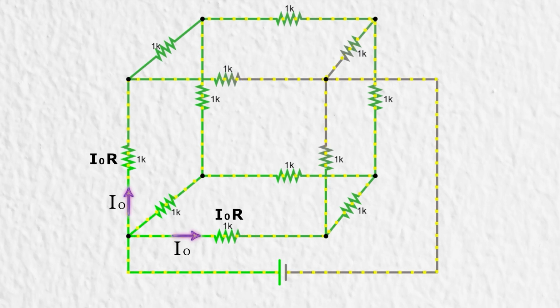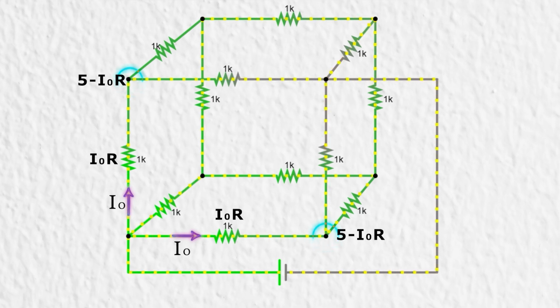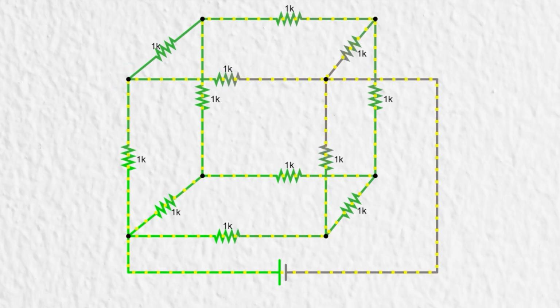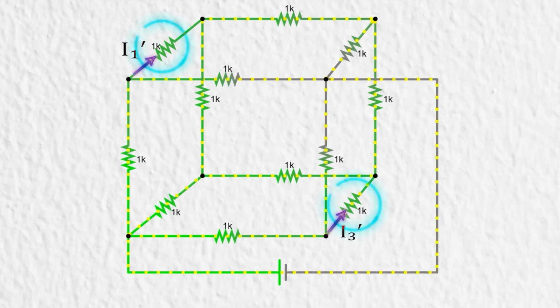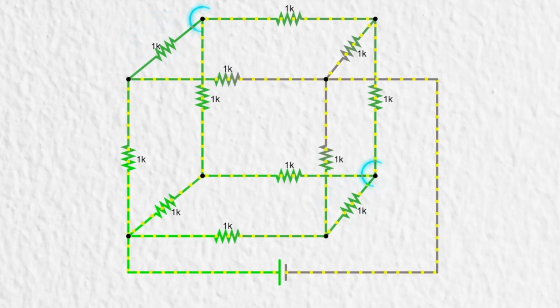This means the drops across these two resistors are the same. Therefore, the voltage at these two points is the same, phi minus I0 R, making them equipotential points. Similarly, if I1 splits as I1 dash and I1 double dash at this node, and I3 splits as I3 dash and I3 double dash, we see I1 dash and I3 dash should be equal because of symmetry. Thus, the drops across these two resistors are the same and the remaining voltage appearing at these two points will be the same. Thus, we have the next set of equipotential points.